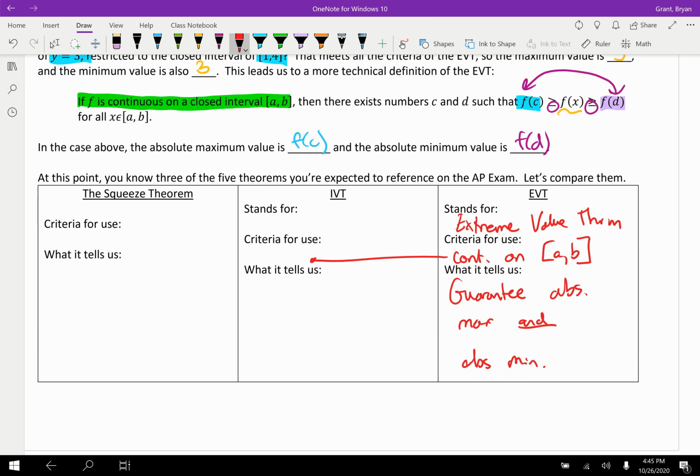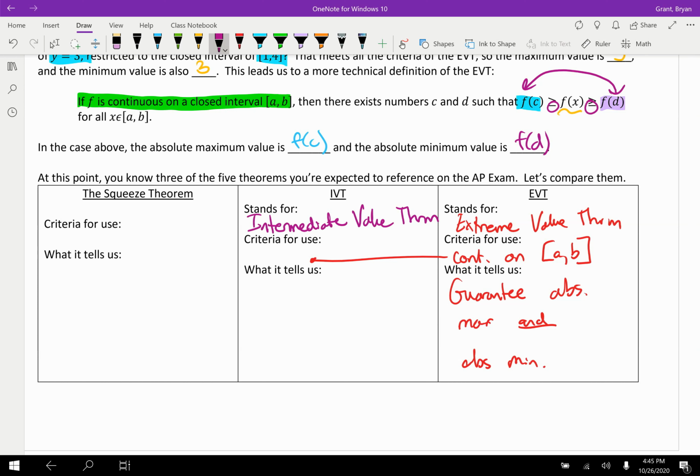Cool. All right, what about the IVT? Well, the IVT is our intermediate, right? Intermediate level is the in-between level. It's the intermediate value theorem. What does it tell us?